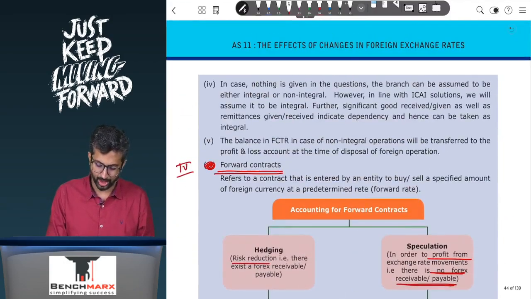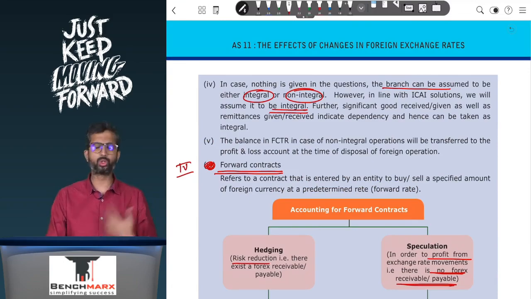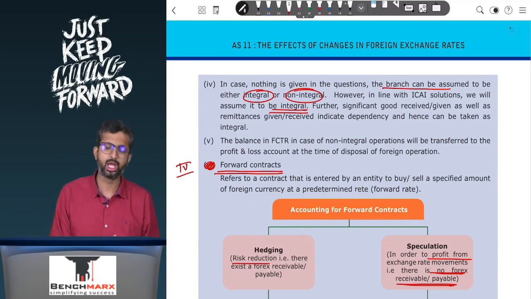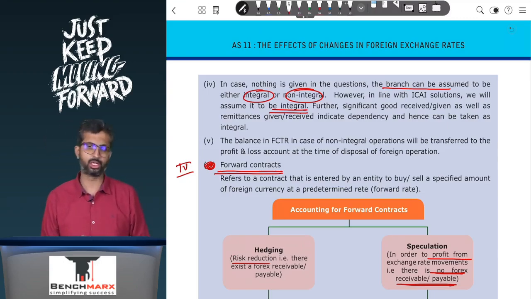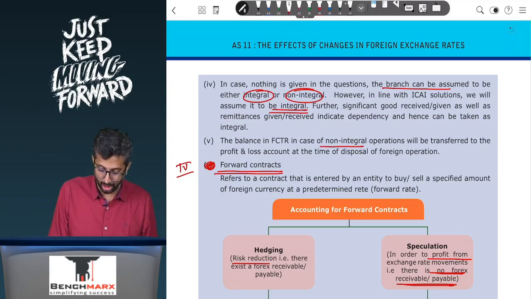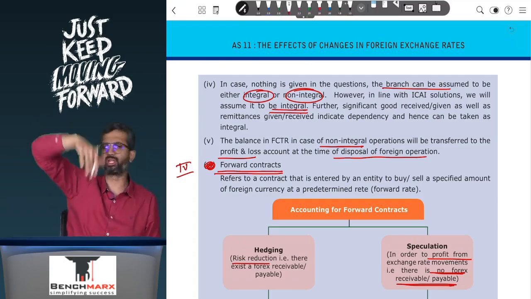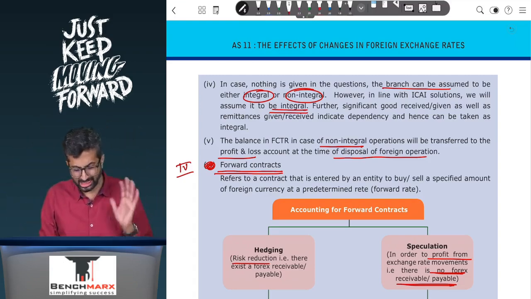Okay, a few other points: if nothing is given, the branch can be assumed to be either integral or non-integral, but in line with ICAI solutions, we will assume integral. Significant goods received or remittances or transactions actually give you some evidence for saying that this must be an integral operation. And the balance of FCTR in case of non-integral operations will be transferred to the P&L at the time of disposal. So when you sell the entire JLR, that is when the balance of the FCTR will be transferred to the P&L. So this is about AS 11.